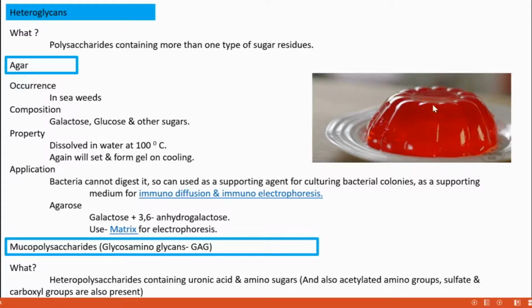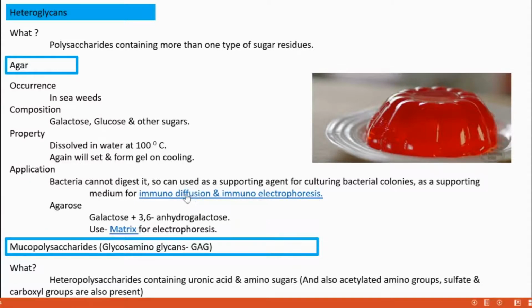First one is agar. Agar's picture is given here. It occurs in seaweeds, and it is composed of galactose, glucose and other sugars. What is the property? At 100 degrees Celsius in water, it dissolves, but as it cools, it will set again and form this jelly-like substance. What is the application? For culturing bacterial colonies, it acts as a supporting medium because bacteria cannot digest it. Another use is as a supporting medium for immunodiffusion and immunoelectrophoresis.